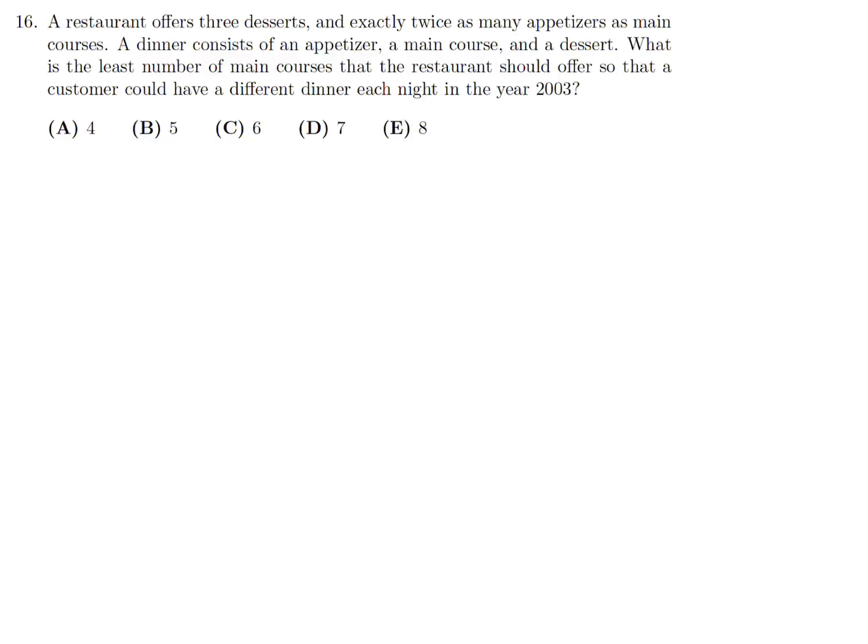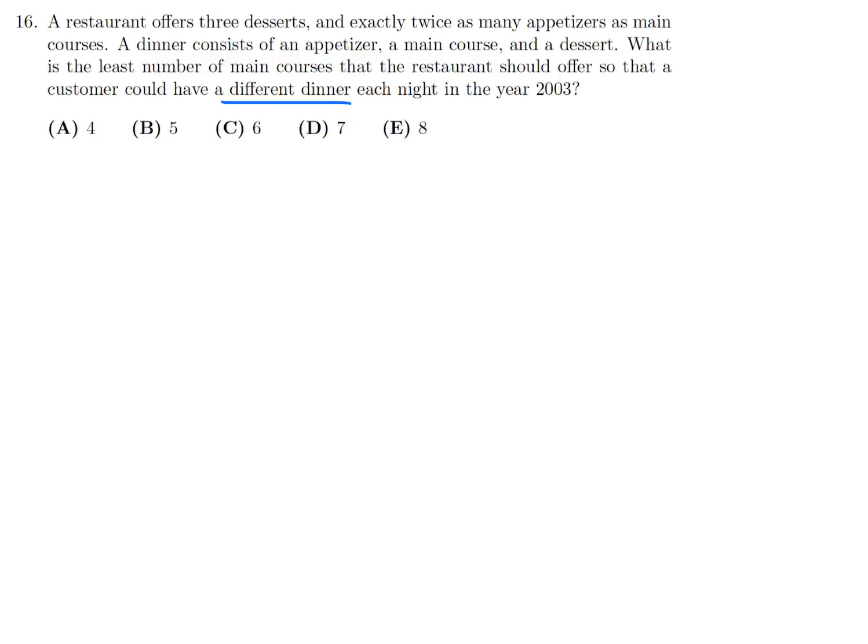A restaurant offers 3 desserts and exactly twice as many appetizers as main courses. A dinner consists of an appetizer, a main course, and a dessert. What is the least number of main courses that the restaurant should offer so that the customer could have a different dinner each night in the year?